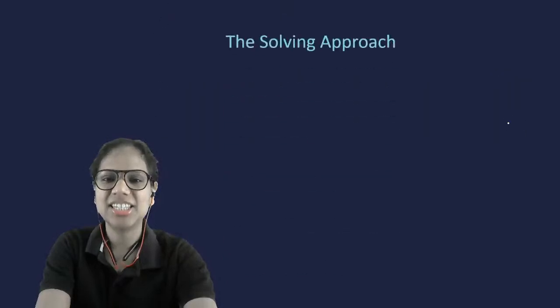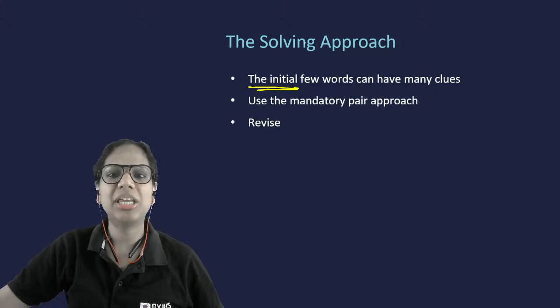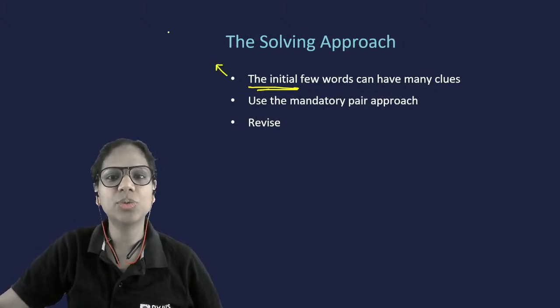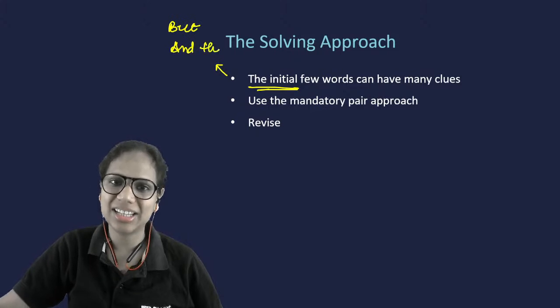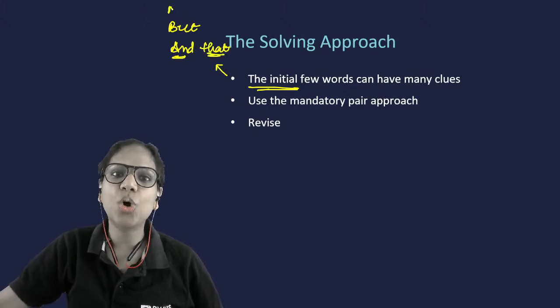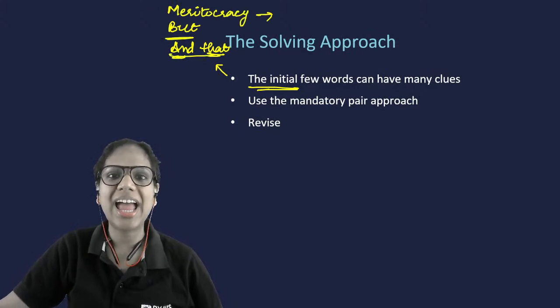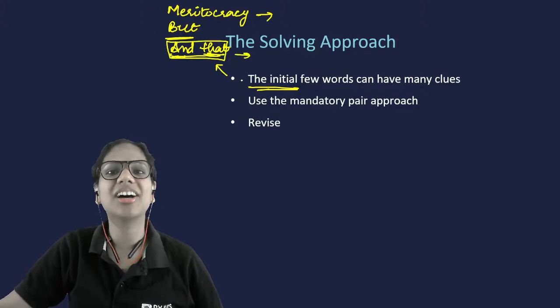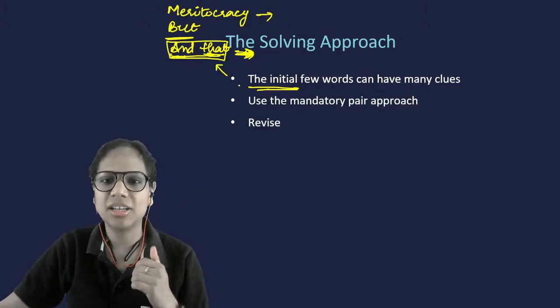Then let's sum this up. The initial few words can have many clues. For instance, what were our initial few words in the question? But, and, that, then meritocracy. They helped us identify that this is the opening sentence, here is a contradiction, and that is continuing an idea. So these helped us to make a sequence.